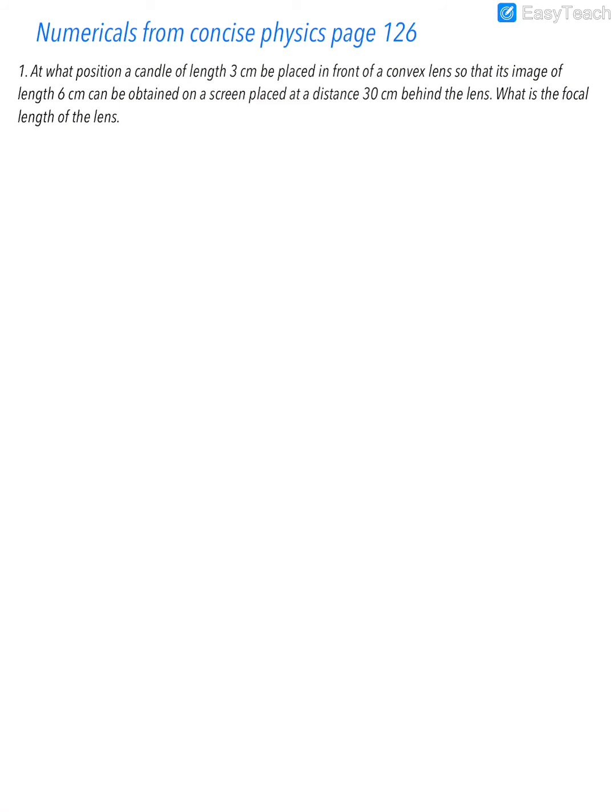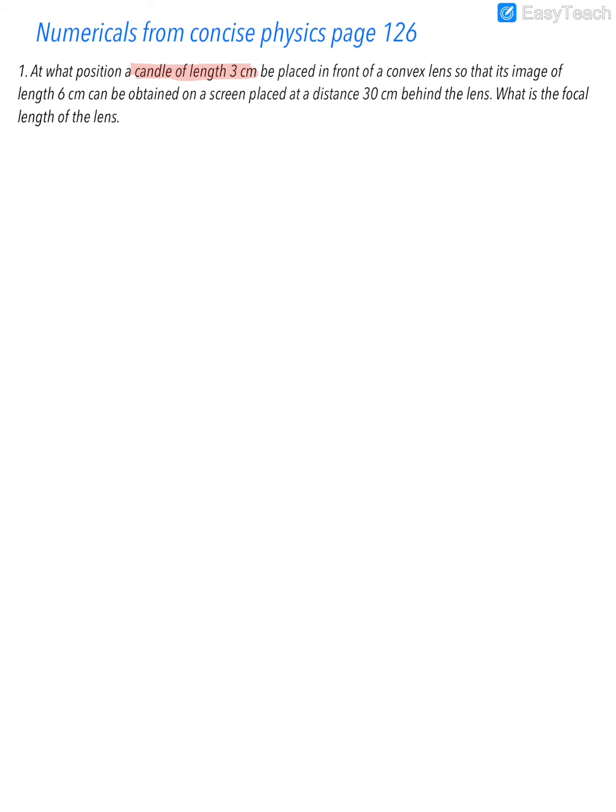Now let's start with these problems. These problems are from the Concise, page number 126, but I've already written the problems out here, so you don't need the textbook. So let's start solving. The question is, at what position a candle of length 3 centimeter? Let's sort out the data first. What do you mean by a candle of length 3 centimeter? It is the O, the object size, correct?